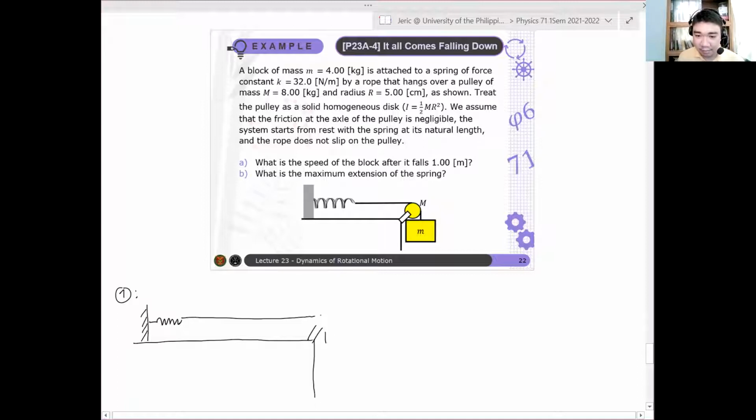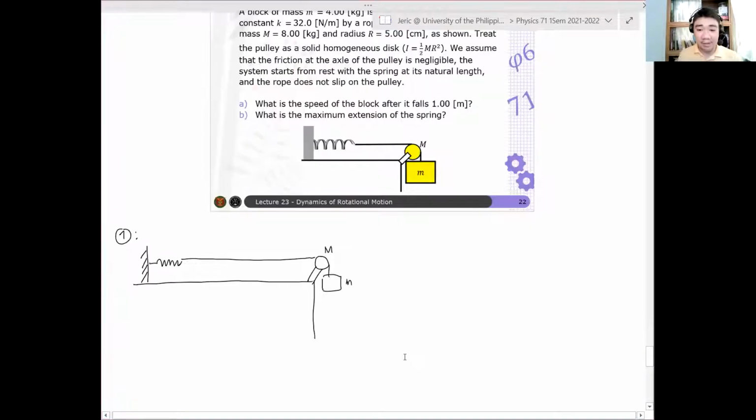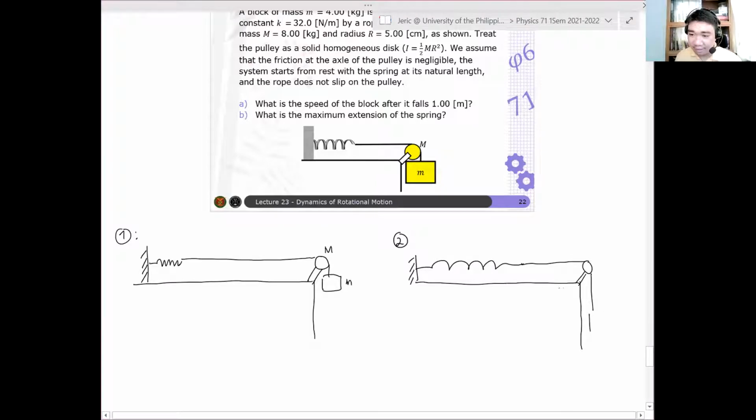So, yan. So, para siyang ganyan. So, capital M is the mass of the pulley, small m is the mass of the box. Now, syempre, hindi stable yung system na yan. What will happen is this mass will fall down and this spring here will stretch at a certain distance. And after 1 meter, this is what will happen in the system. So, meron akong agad box dito. Tapos meron akong, this is the wall. Tapos humaba na yung spring. Tapos, this pulley here, and then what happened is this box here falls down at the height of 1 meter. Ganyan yung nangyari dun sa system.